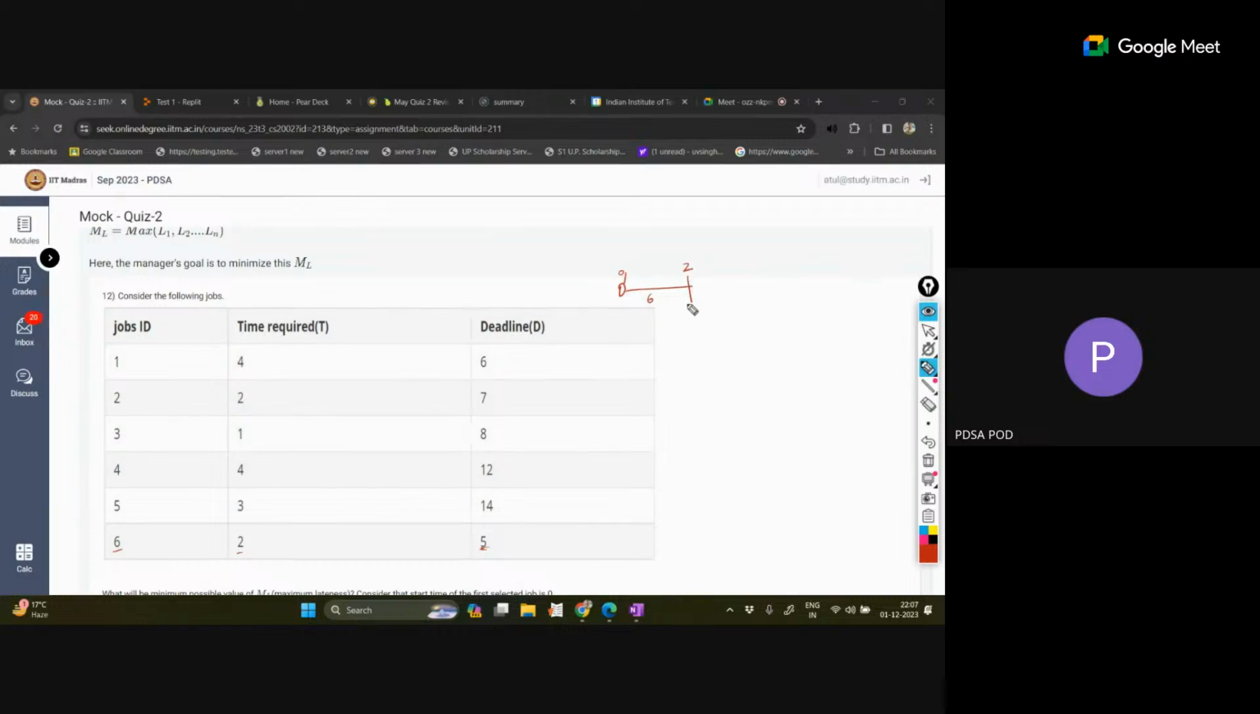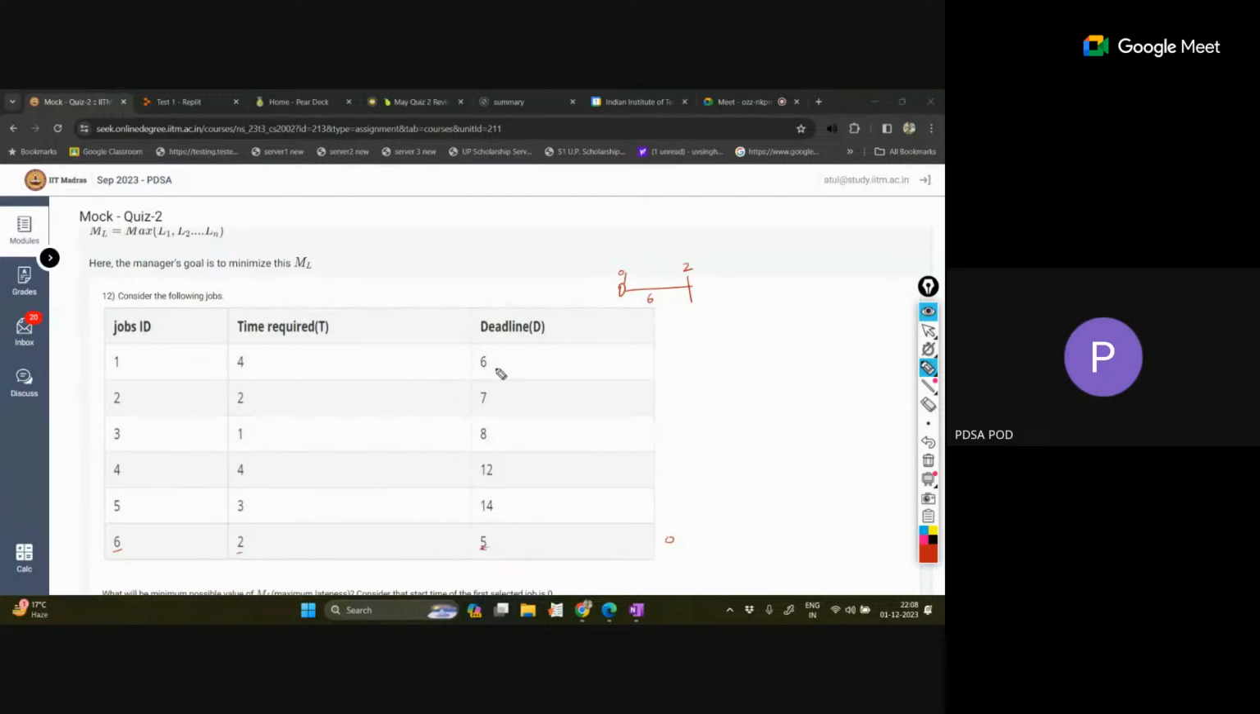Job 6 will be completed at time 2, and the deadline for this is 5. If you are completing this job before the deadline, there is no lateness. Lateness value is 0. If we are completing any job before or at the time of the deadline, we are not late, so we consider it as 0 lateness. If we are finishing after the deadline, then we check the difference. Here, job 6 completes at time 2, so the lateness value is 0.